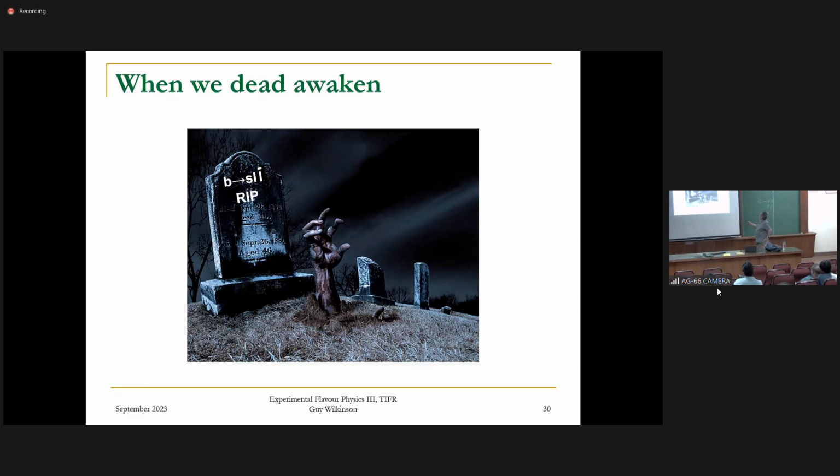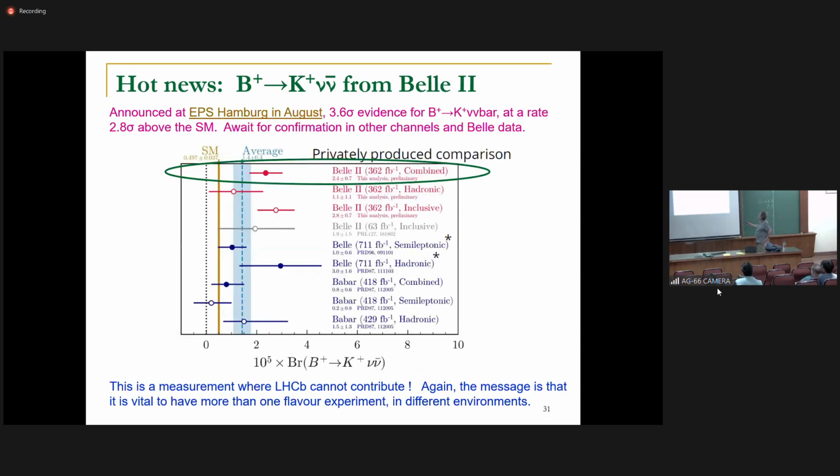But only last month, and you can't blame LHCb for this, this is the Belle II experiment. This is not a measurement into charged electrons, but this is a measurement into B to K nu nu bar. So here you don't know what the neutrino is. It could be any flavor whatsoever. But this decay has now been seen for the first time. It's very rare. It's something you can only hope to see at an e plus e minus collider. And the central value seems to be 2.8 sigma above the standard model.